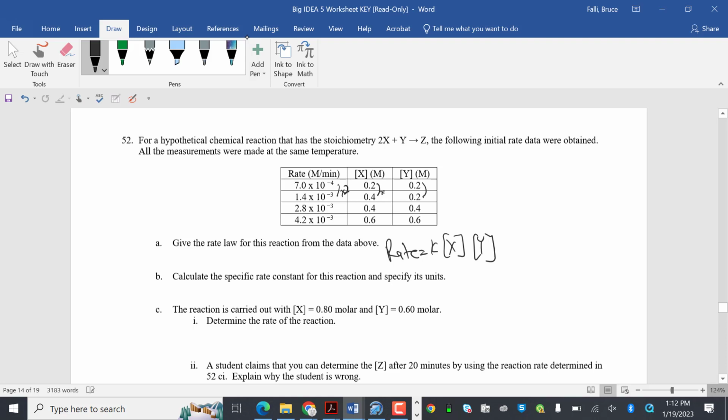When X doubles, the rate doubles. Same, that's 1. When Y doubles, X doubles. Same, Y1. Calculate the rate constant.